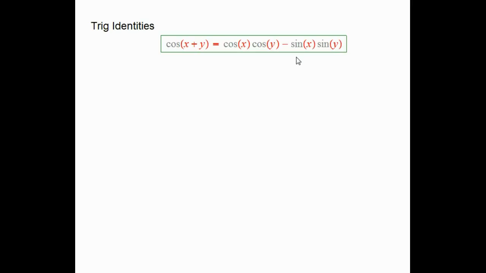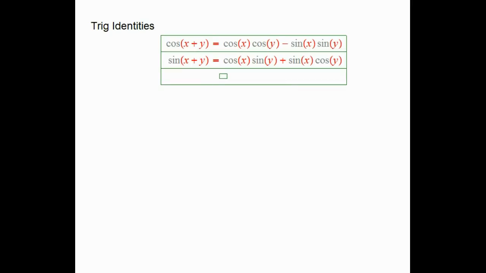The first one is cosine of x plus y, which is equal to cosine of x times cosine of y minus sine of x times sine of y. The second one is sine of x plus y, which is equal to cosine of x times sine of y plus sine of x times cosine of y.